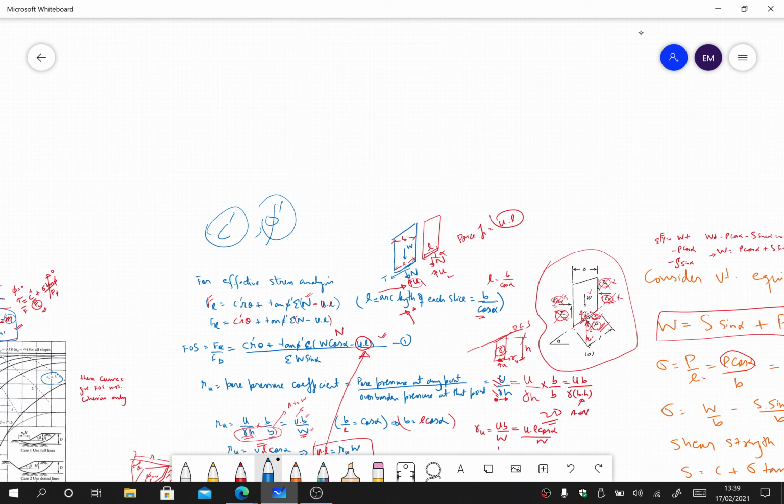So you see here, this was the slice that we are discussing. Weight was acting downward, this was shear strength, and reaction, this was an angle alpha, and the reactive force was N. No, the weight component, just a minute, let me rub this out.